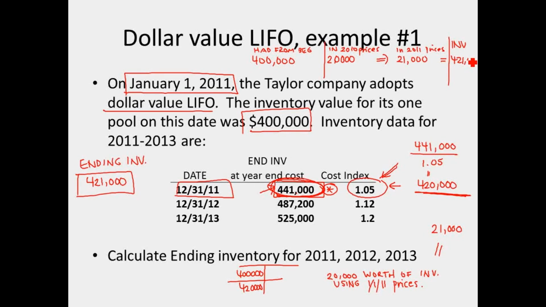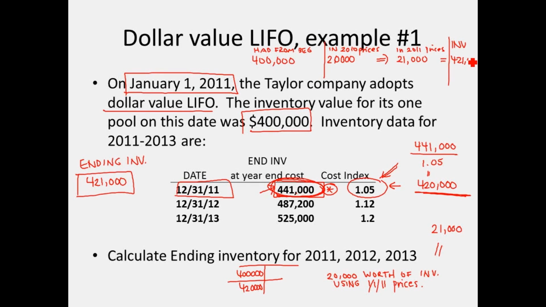But I know that I only had 400 worth of inventory at the beginning of the year. So did I actually buy that extra 20 before this year started? No, right? Because I only had 400 at the beginning of this year. So when did I buy that extra 20? This year. How much would it cost me to buy $20,000 this year? Well, this $20,000 is in 2010 prices, so in 2011, it costs me another 5%. So I just take 20,000 times 1.05.